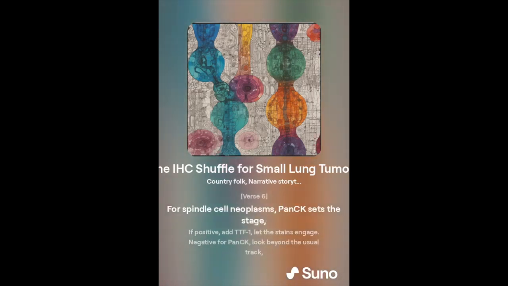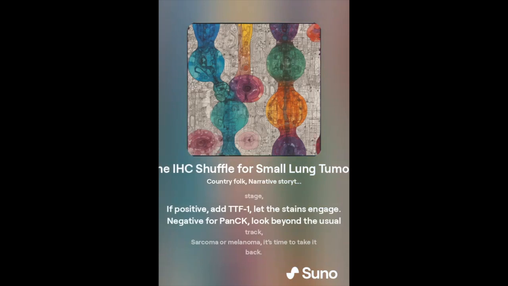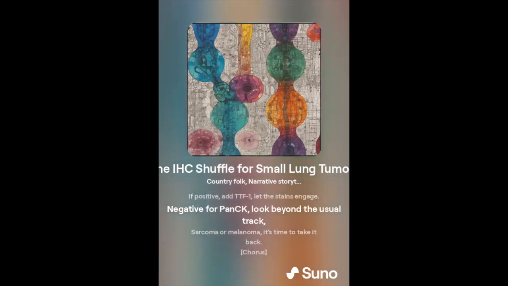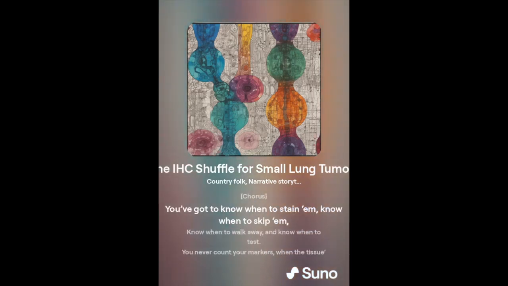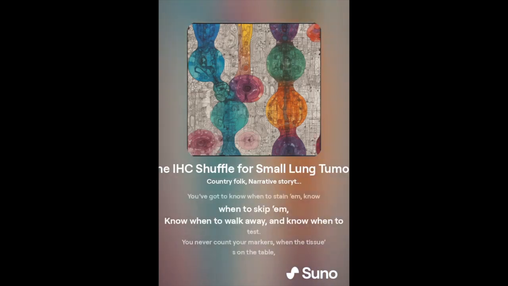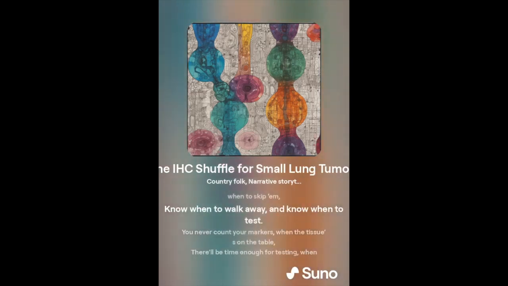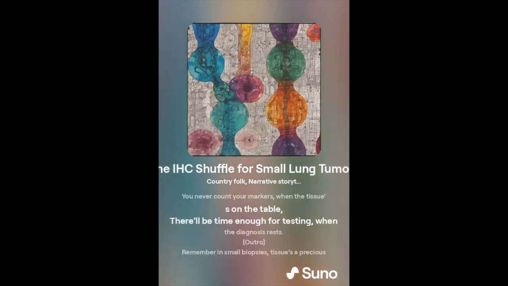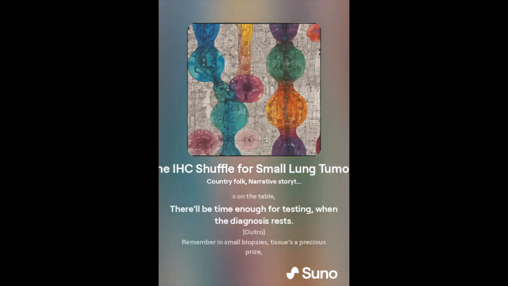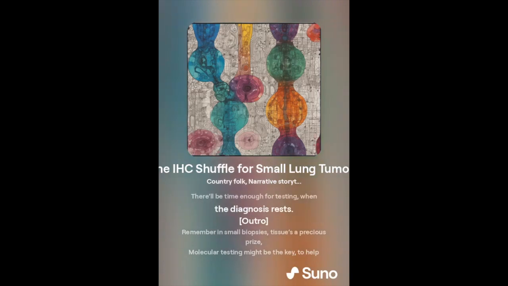For spindle cell neoplasms, PAC sets the stage. If positive at TTF1, let the stains engage. Negative for PAC, look beyond the usual track. Sarcoma or melanoma, it's time to take it back. You've got to know when to stain them, know when to skip them, know when to walk away, and know when to test.